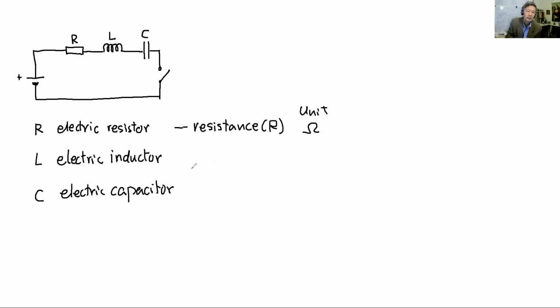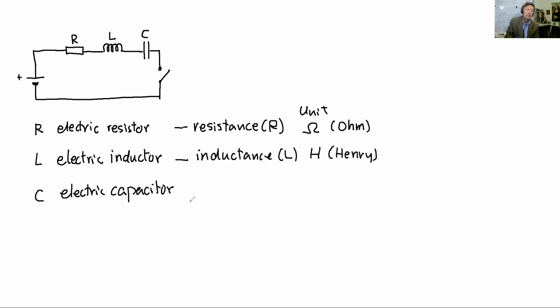For the inductors, the value is called inductance, and we use L. Its unit is called the henry. I'll talk about the henry. Why do we mention Henry? It's a non-story, so be patient. H for Henry.